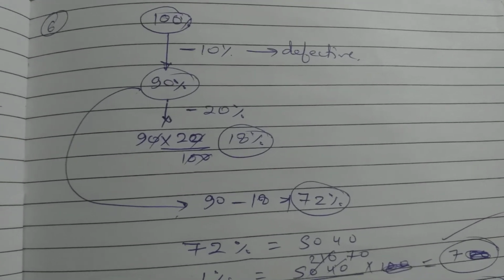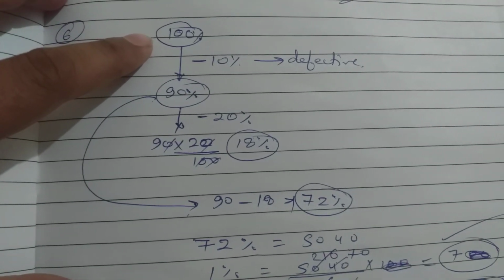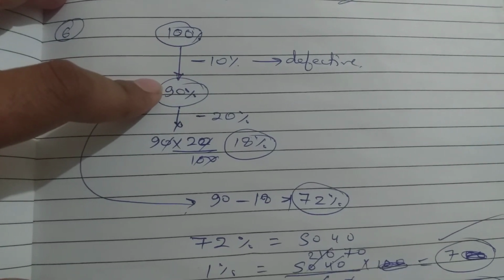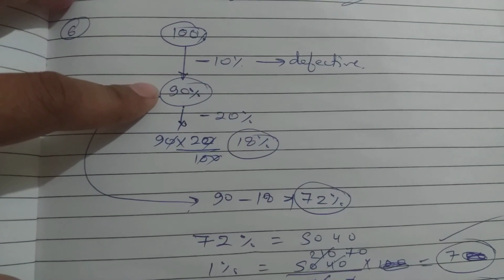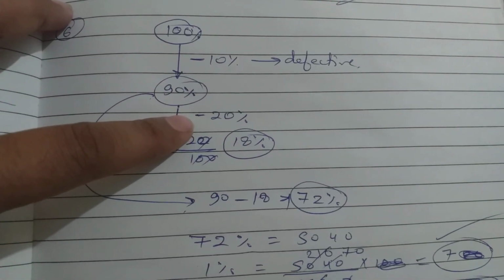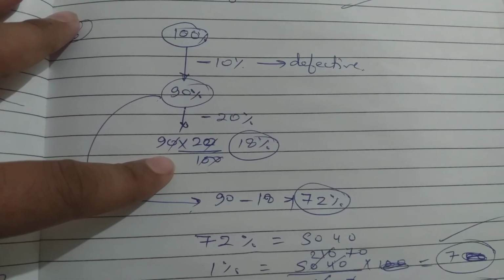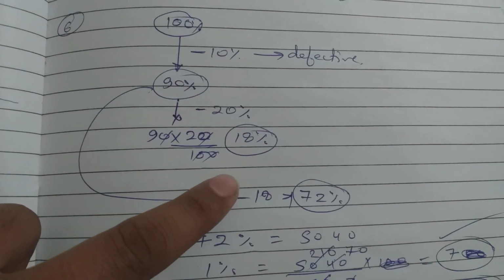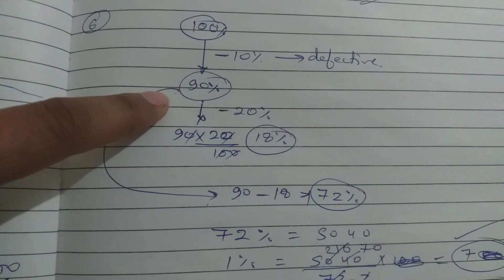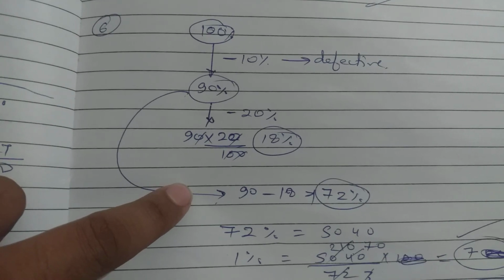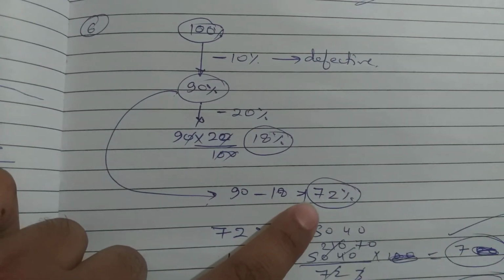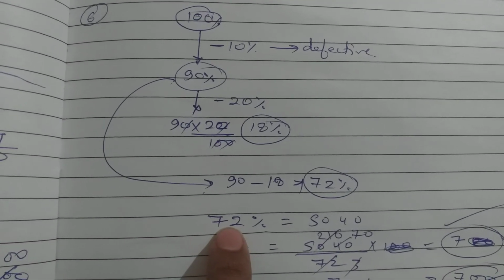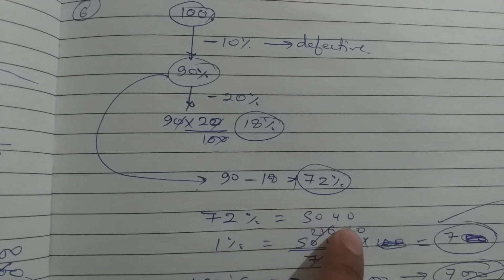So let's start. Initially, it is given in the question that out of 100%, 10% are defective. So the remaining are 90%. And out of these 90%, 20% of the garments have been sold. So 20% of 90 is 18%. And the remaining out of 90% is 90 minus 18, that is 72%. And it is given that the remaining, that is 72%, is equal to 5040.